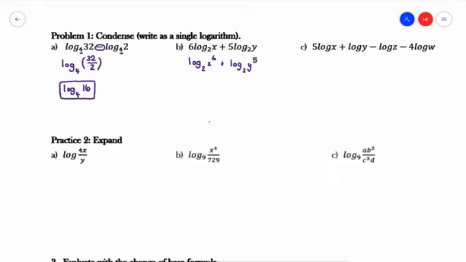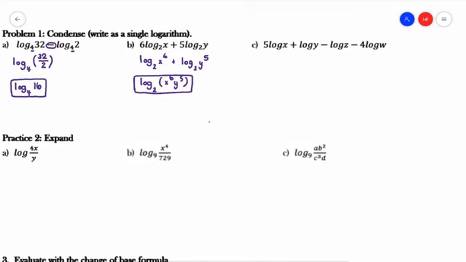And then we're going to combine. Since we have plus, that's going to be multiplication. They have the same base, so we have x to the 6th times y to the 5th. And then we've got one single log.